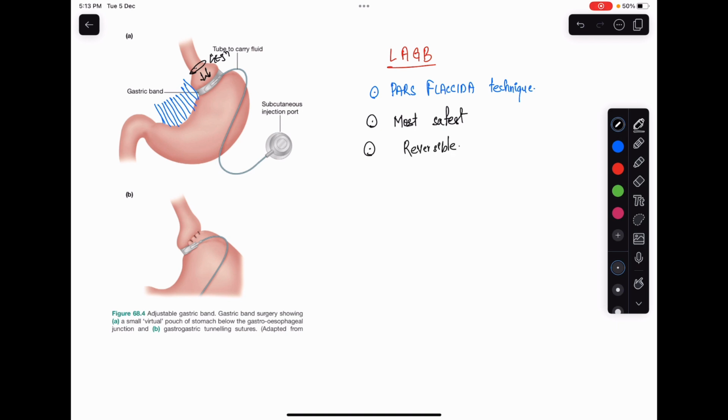After placing a gastric band just below GE junction, we will do gastrogastric tunneling. That is, we'll secure the stomach by gastrogastric suturing, so that this band won't be dislodged up or down. Then the advantages of LAGB are: 1. This is a safer procedure. 2. This is reversible. 3. There are no nutritional deficits occurring because of this procedure.